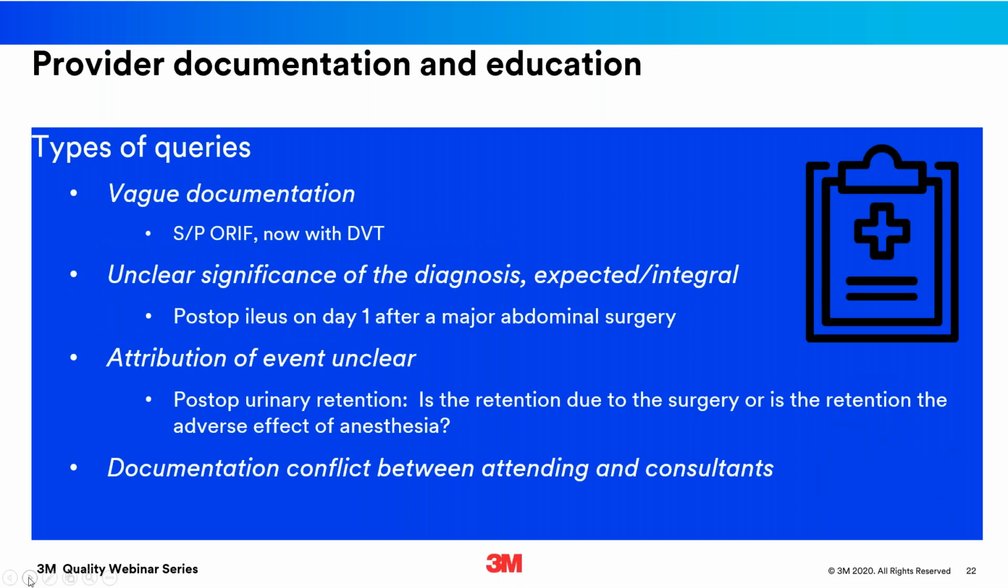Okay. Types of queries, again, for example, if it is vague, status post ORIF now with the DVT, what does that mean? Is the DVT due to that previous surgery? That is so vague that I'm going to have to query that. Again, another opportunity, as we said, is when there's unclear significance of a diagnosis, or is it expected or integral?